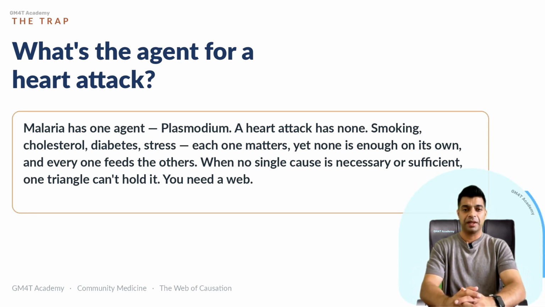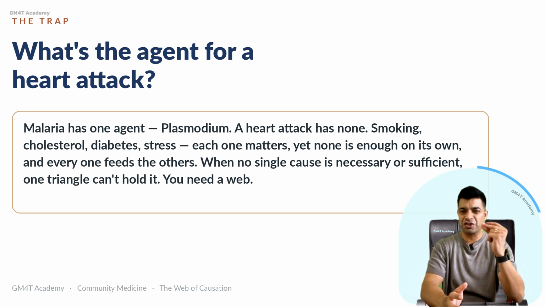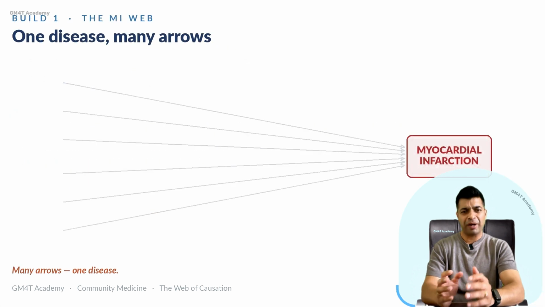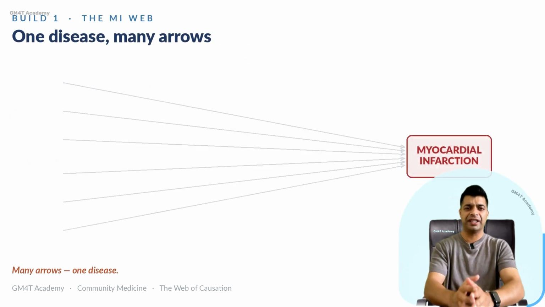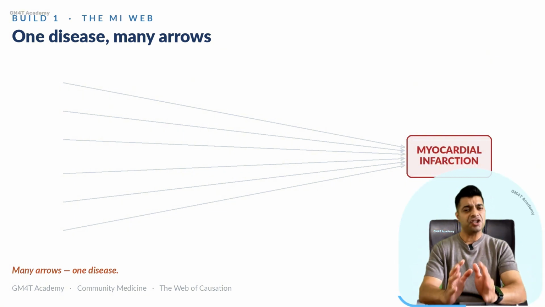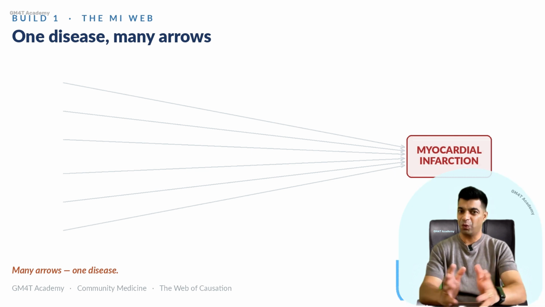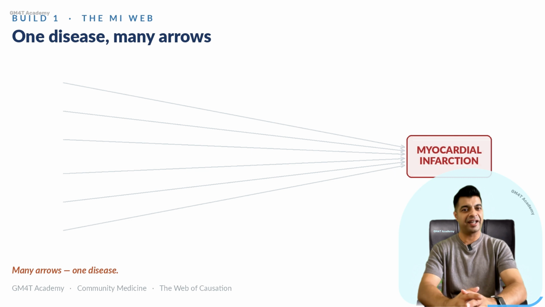You need a web. The germ theory gave us one clean arrow. Cause leads to disease. For a heart attack, that arrow snaps. So, put myocardial infarction on the right side of your screen and instead of one arrow, draw many arrows pointing into it. Each arrow is a risk factor. That convergence, many arrows, one disease, is the entire idea of the web.